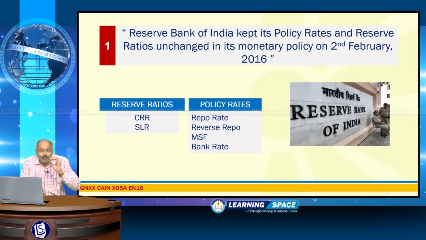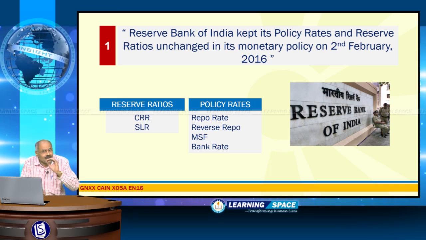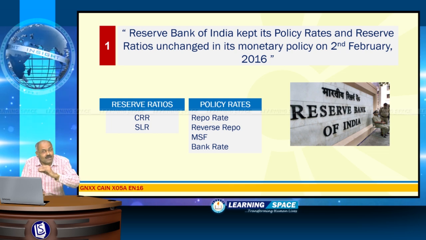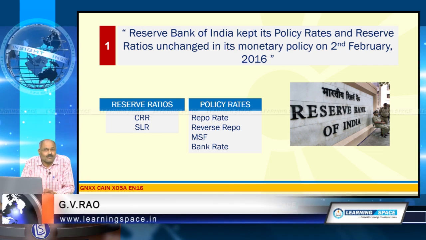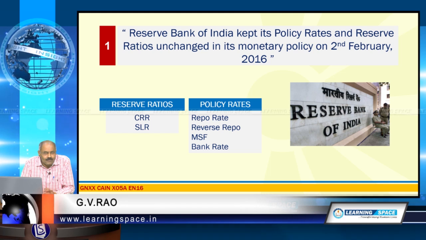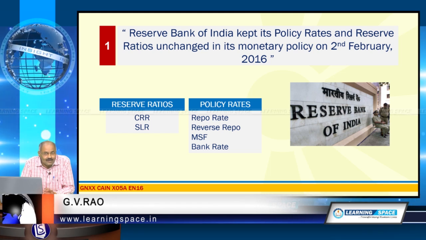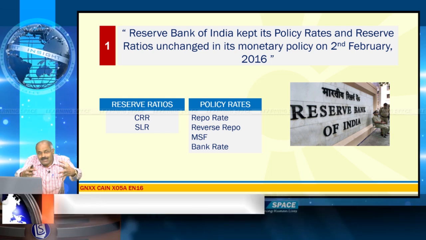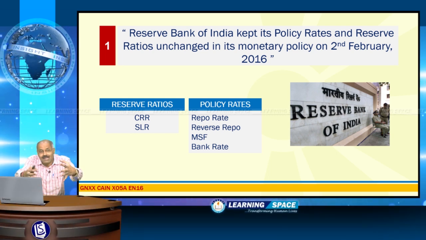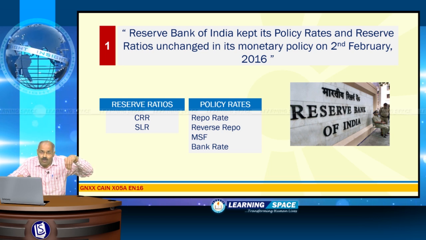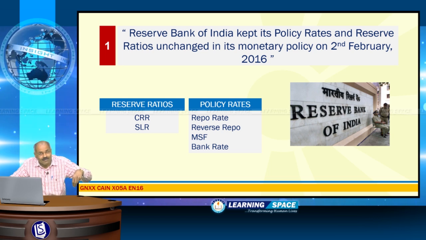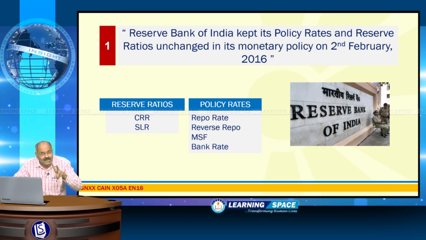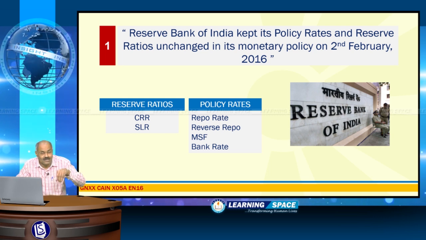Reserve Bank of India kept its policy rates and reserve ratios unchanged in its monetary policy on 2nd February 2016. What is monetary policy? Monetary policy is basically with regard to the circulation of money in the system. It looks at the circulation of money, and this monetary policy, Reserve Bank of India will look at it once in 2 months. That is 6 times in a financial year.